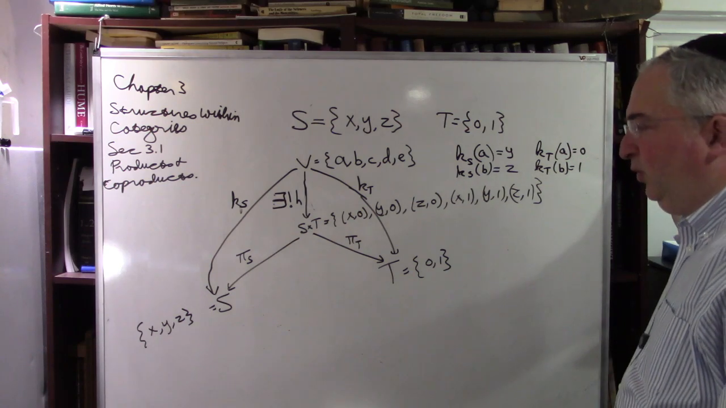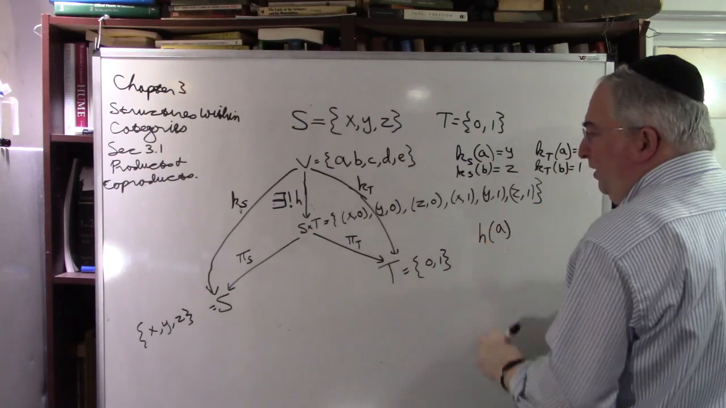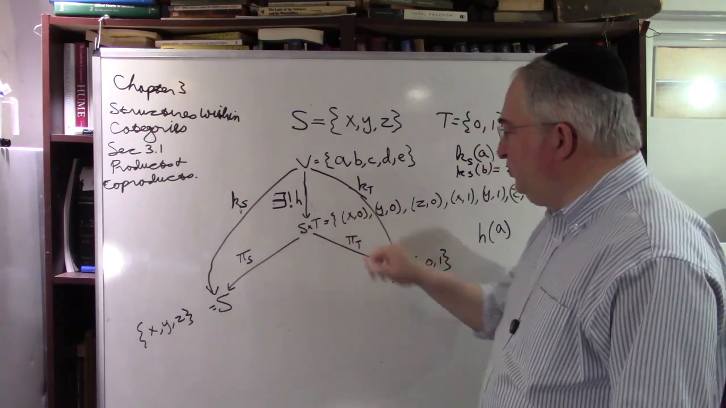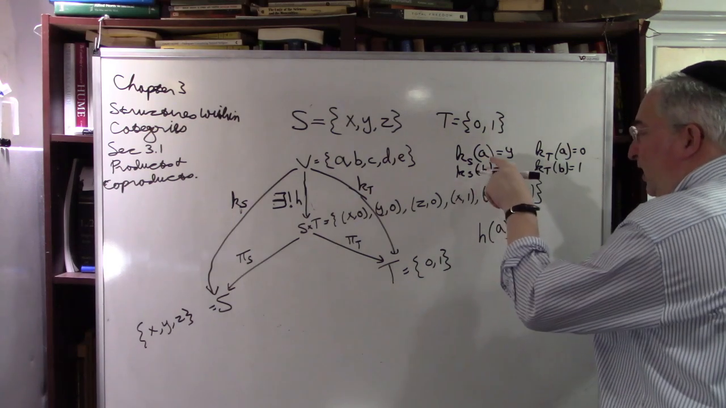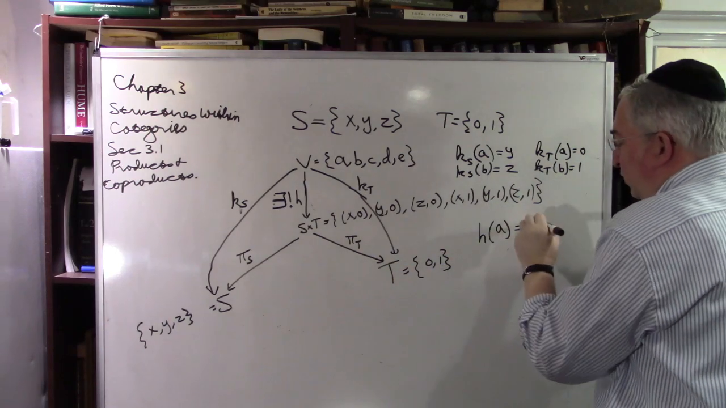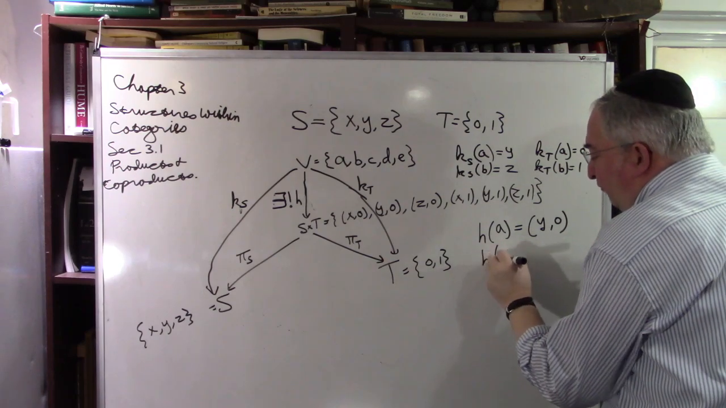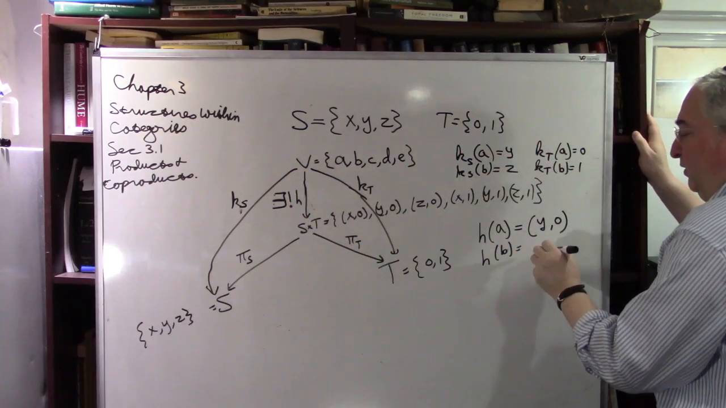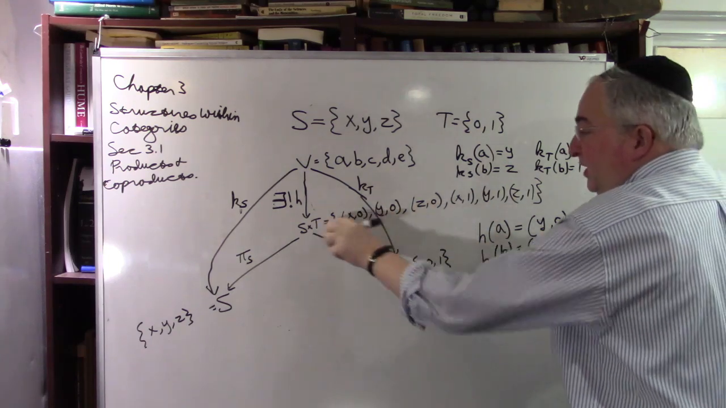And what should H do? So the answer is as follows. H of little a should take into account what this does and what that does. What does K of S do and what does K of T do? And the answer is, K of A goes to Y and it goes to 0. So this should go to Y comma 0. H of B should follow what this says and follow what this is. And so it's equal to Z comma 1. Where does Z comma 1 live? It lives in S cross T.